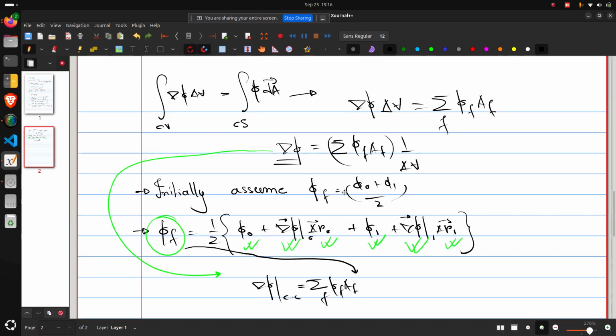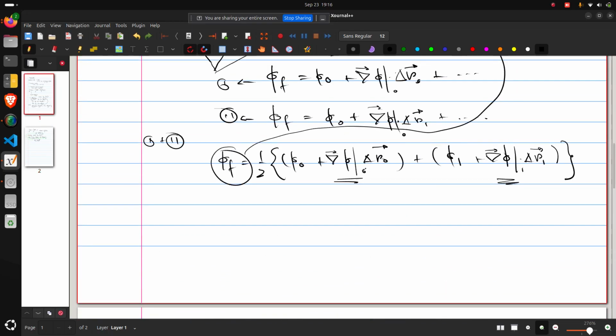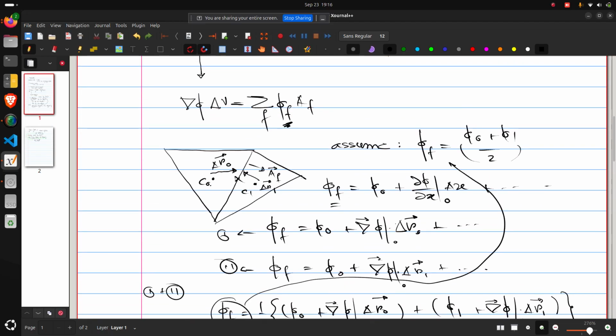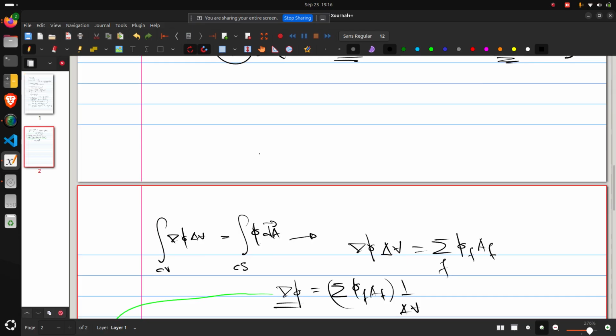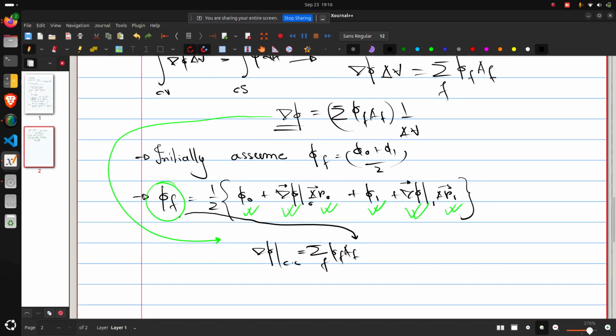No, phi naught and phi 1 are both known. So these are not representative of time steps. Phi 0 is just the value of phi at C naught, and phi 1 is just the value of phi at C1. These are all known values, and from these known values we need to compute the gradient. For a structured and uniform mesh this is quite simple, so this is just a method for how to get it for an unstructured mesh.